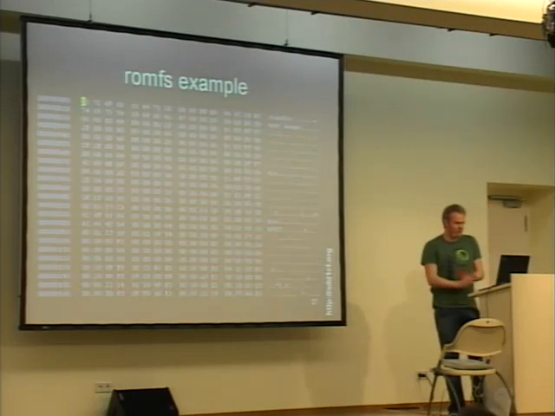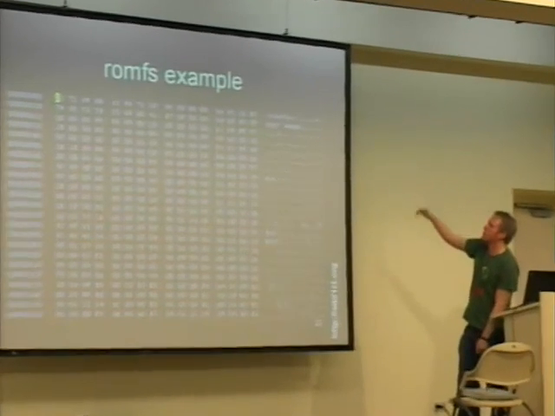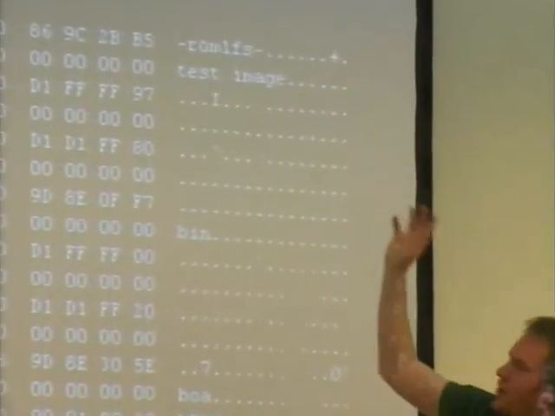This is an example of how it looks. So you can see it pretty clearly again. ROMFS test image, that's the name. There you have the size, which is like here, but okay, my arms are too short.